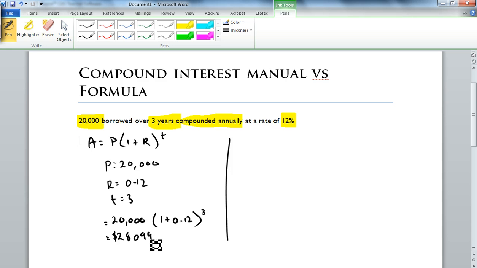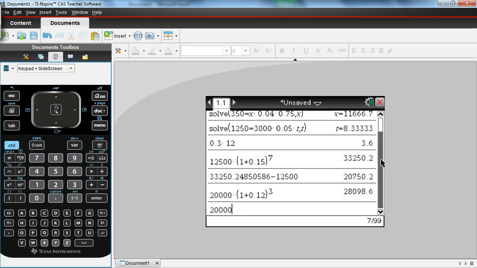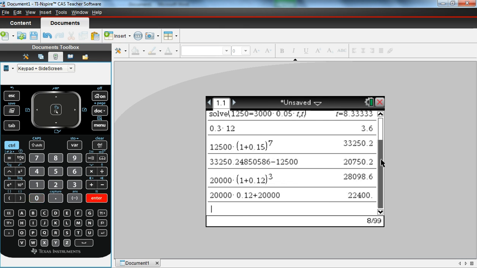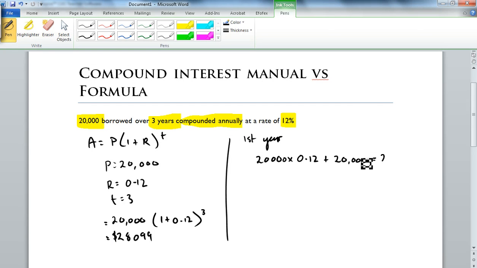Alright, if we calculated that manually, this is how we do it. We'd actually work out the interest each year. So the first year we would do 20,000 times the rate of interest, 12%, and then add on the original principal of 20,000. 20,000 times 0.12 is the actual interest, plus 20,000. So you get 22,400. At the end of the first year, you've got 22,400.